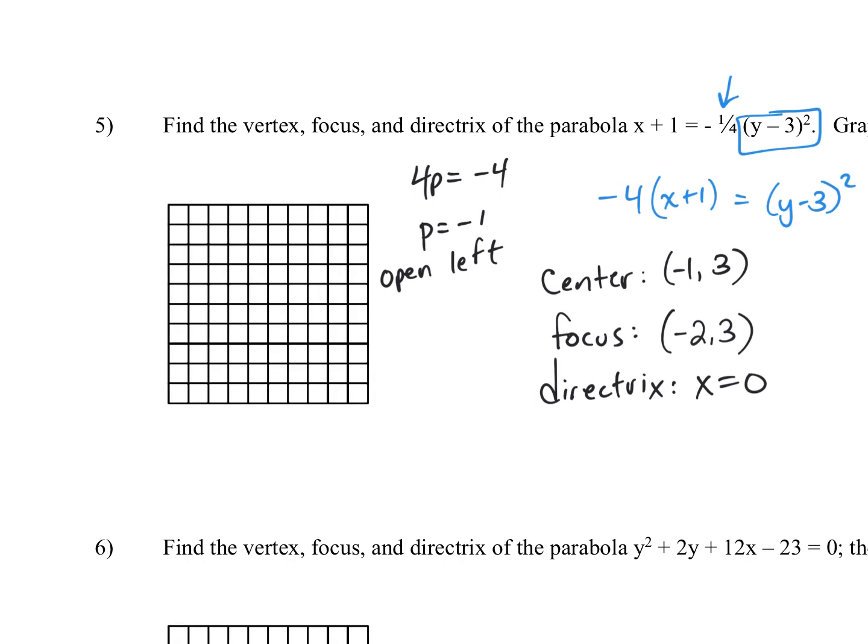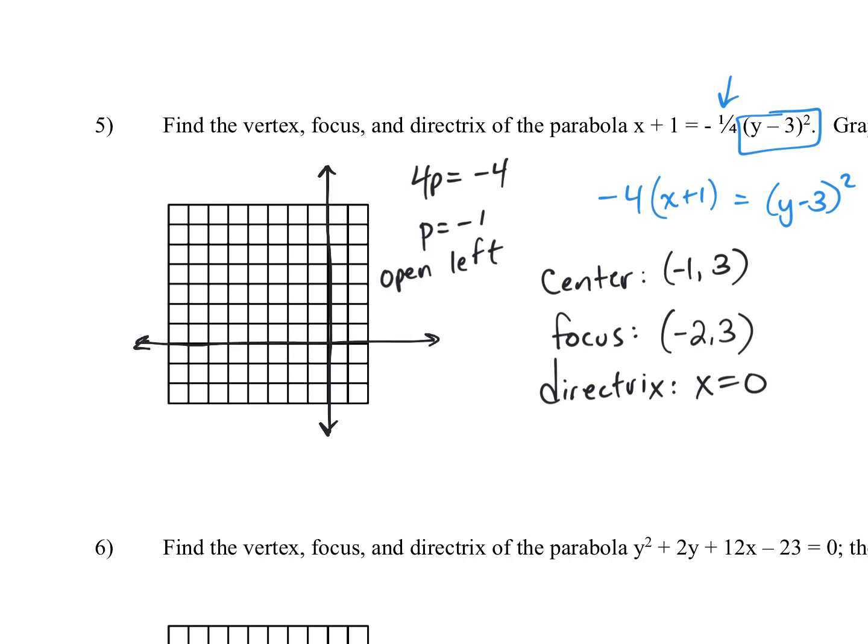So let's sketch it. This is going to open to the left. I'm going to offset my grid a little bit, tilt it over to the right a little, and then I'll move it up just a tiny bit. Actually, that doesn't make sense. I'm going to move it down just a tiny bit.